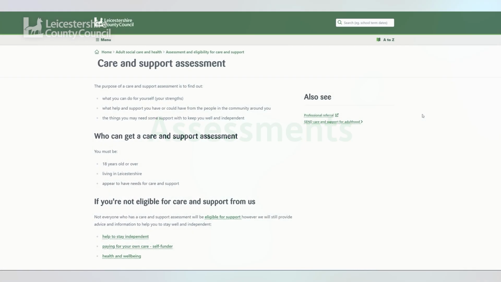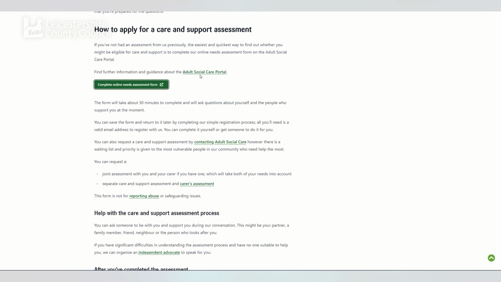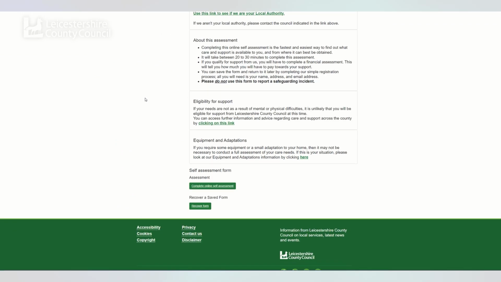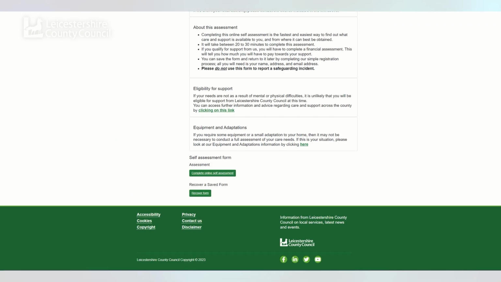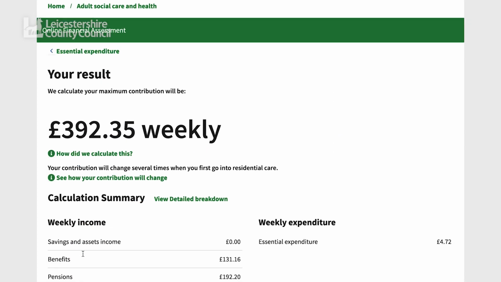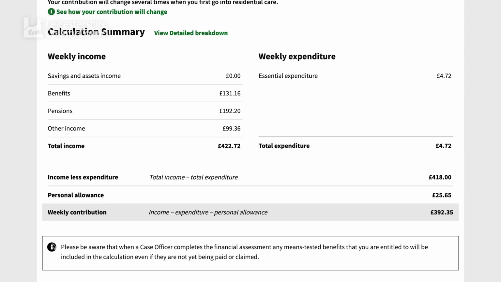Assessments. You must have completed a care and support assessment before having a financial assessment. This care and support assessment determines if you are eligible for support from the council. Both the care and support assessment and financial assessments can be completed securely online. You can get an estimate of the financial contribution you may have to make by using our online calculator. This is an estimate based on the information you enter, and the actual amount you are asked to pay may be different after a full financial assessment.